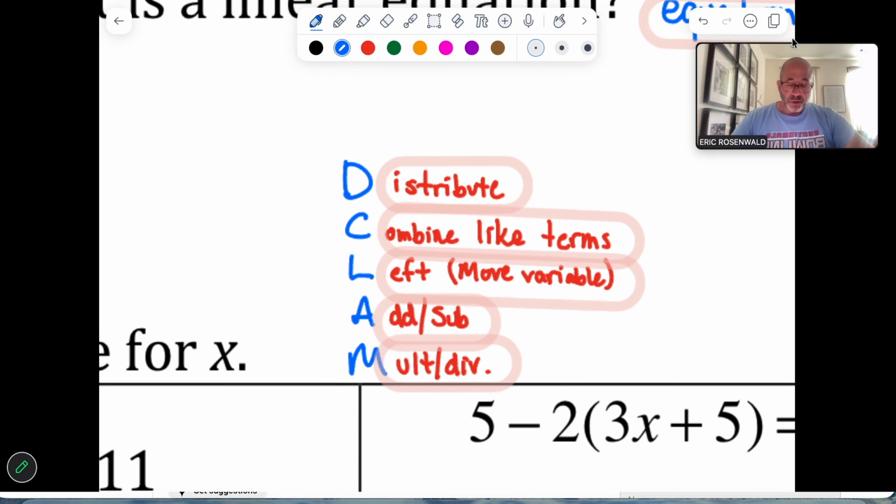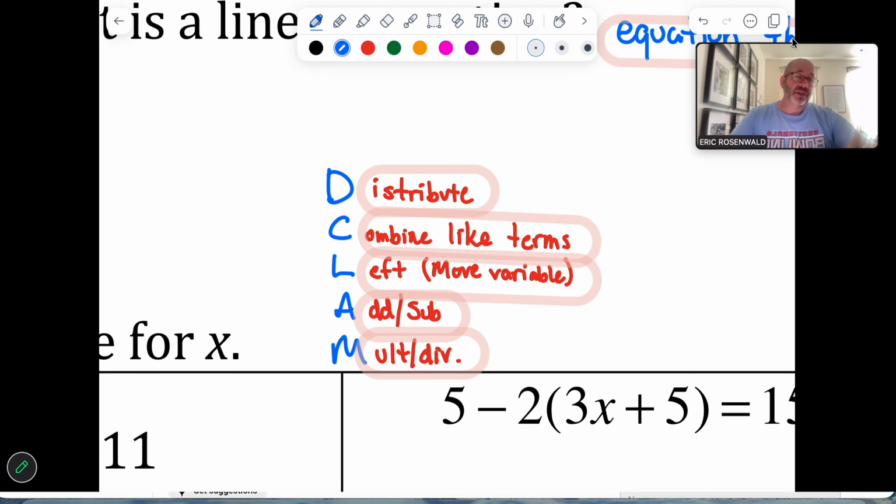What I want to try to do is encourage you guys to use a 5-step process as we're working through these, okay? I call it DCLAM. D stands for distribute. The C stands for you're going to combine like terms. L stands for moving the variable to the left. A stands for adding or subtracting, and then the M stands for multiplying and dividing, so DCLAM. You're going to see me work through this list of the DCLAM, and I'm going to check off stuff as it happens. You're not going to see every single one of these steps in every problem, but essentially every problem can be solved using these 5 simple steps, okay?